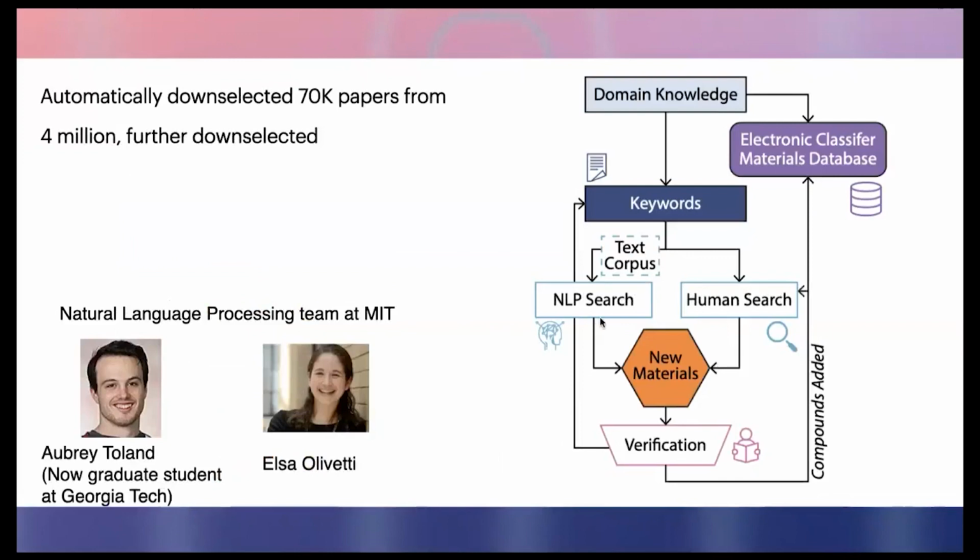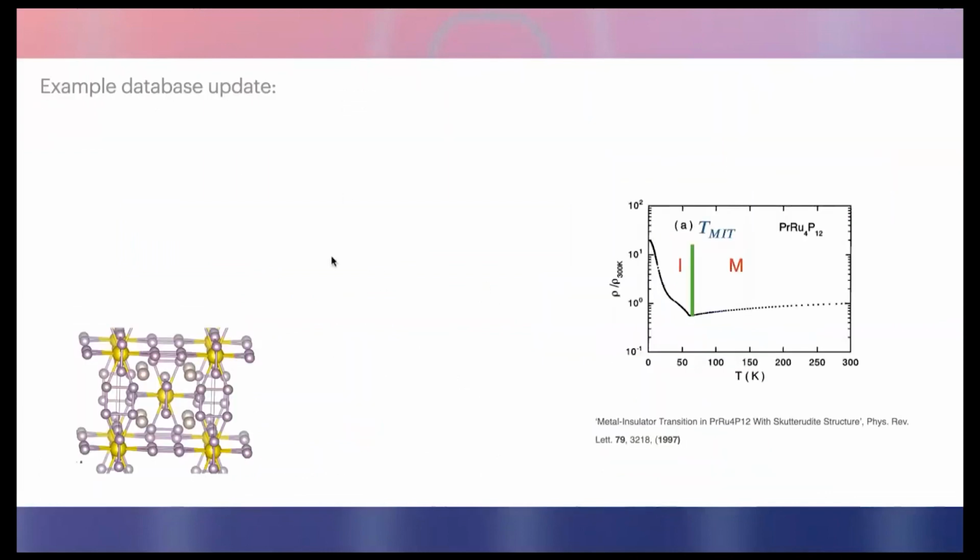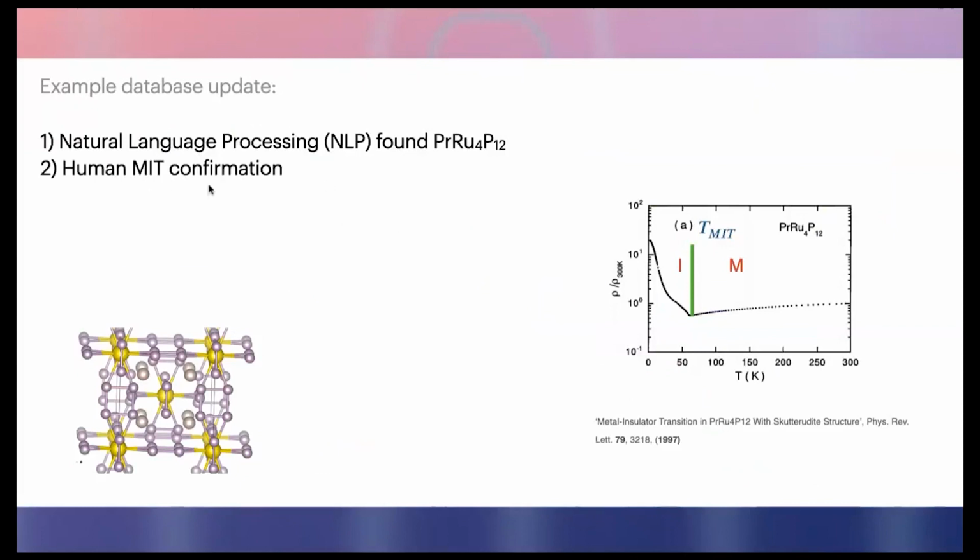The way we approached this, in collaboration with Elsa and Aubrey, was that they have a database of papers. We gave them some keywords, and then we did a sort of mixed NLP and human search and found new materials. So how this works: NLP found praseodymium ruthenium phosphorus. So this is a skutterudite. We confirmed it, by which I mean I read the paper and decided I believe it, and found this classification.